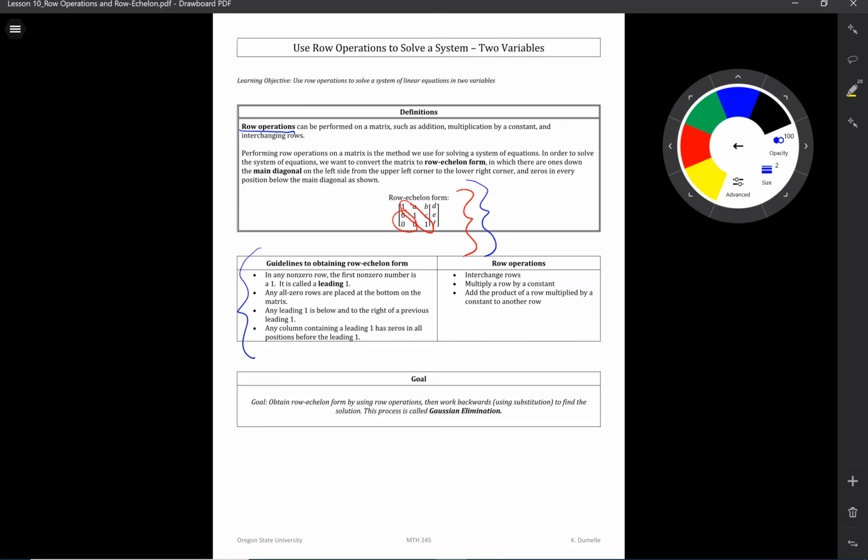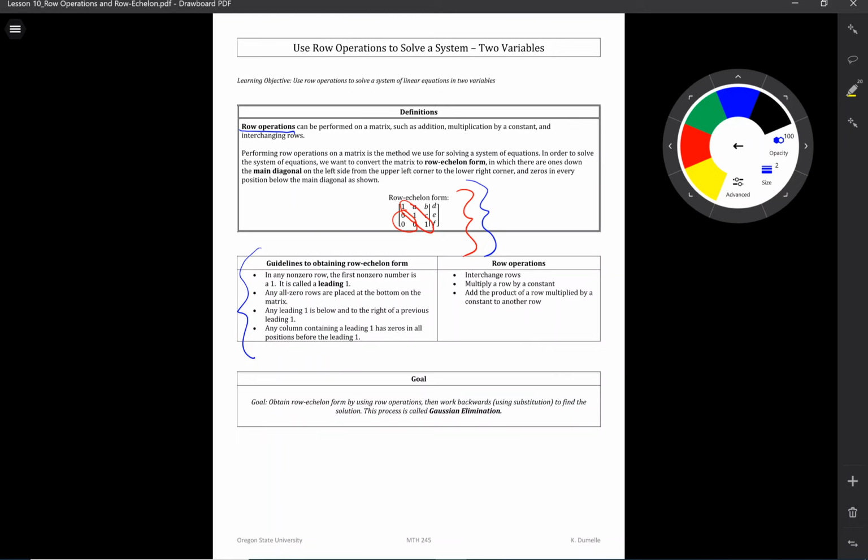So our first non-zero number in every row should be a 1, and this is called a leading one. Any all zero rows, if we were to have a row of all zeros, they should be placed at the bottom of the matrix. Any leading one is below and to the right of a previous leading one. This helps us to get it into that diagonal. And any column containing a leading one has zeros in all positions before the leading one. So this is just a summary as to what our row echelon form should look like.